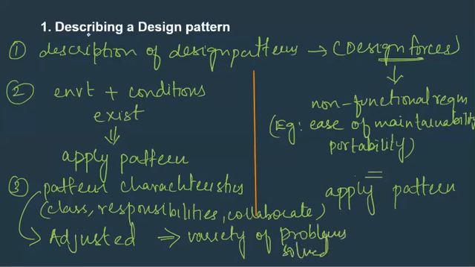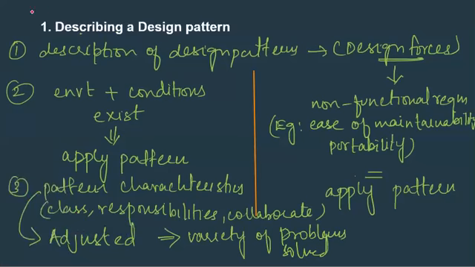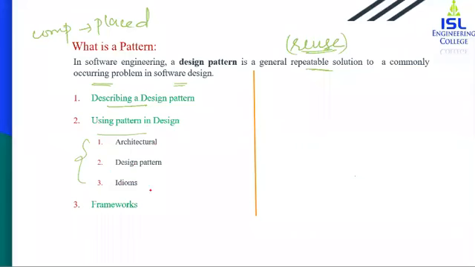Now the next one, which is the most important, as the name suggests, describing a design pattern. Within describing the design pattern, you are going to name the design pattern. Whenever you're naming the design pattern, you are going to give a meaningful name. Giving a meaningful name is very important. Why is it important? Because if you're searching for a relevant pattern, this name is going to aid your search. It is going to give you more efficient results. So that is describing the design pattern. The next one that we're going to study is using the architectural pattern. That has got 3 patterns in it.